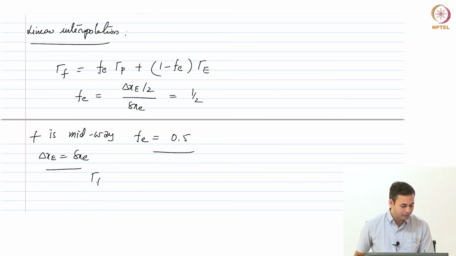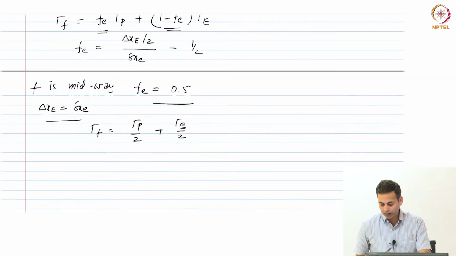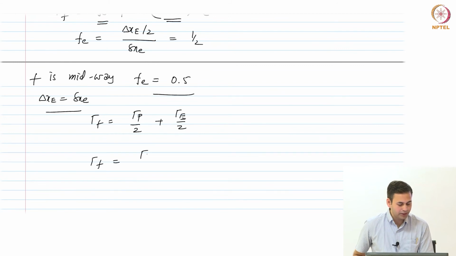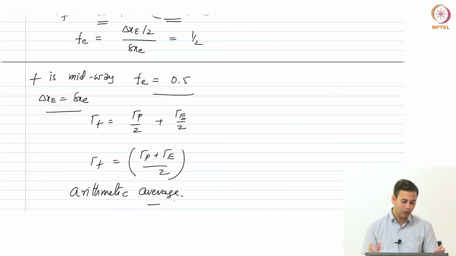Then what will be gamma f? Gamma p by 2, since fe is half, plus 1 minus half, that is again half, gamma east by 2. Then we get our arithmetic average, gamma p plus gamma e by 2. This is the arithmetic average of both gamma p and gamma e. Okay, we have not done anything great, we have just rewritten the arithmetic average and a general equation for it in terms of calculating gamma f.